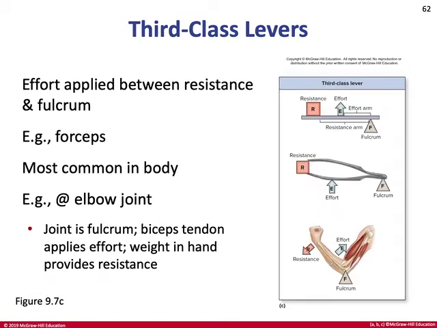A third class lever, the effort applied is between the resistance and the fulcrum. Example would be a pair of forceps. You can see the resistance here, the effort, and then there's the fulcrum back there. An example is the elbow joint. There's the fulcrum. The effort is the attachment point of the muscles that cross the elbow to the radius, or in the case of the brachialis, to the ulna. And then the resistance is the weight of the forearm itself.